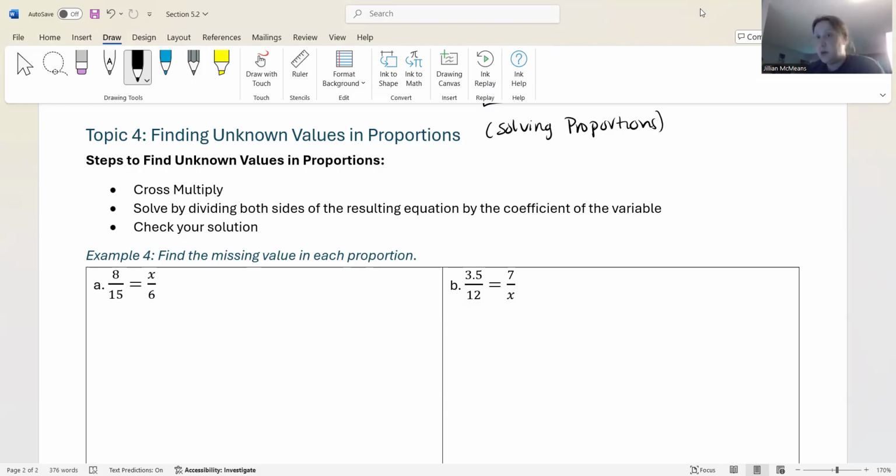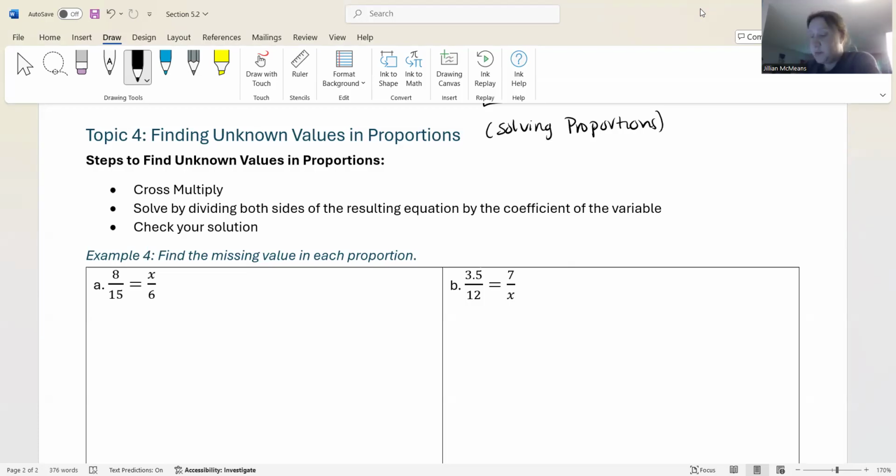But essentially, you're going to take whatever proportion you have. Remember, a proportion is basically a statement that two fractions are equal to each other. And of the 4 different places where you can have a number, one of the numbers is going to be missing. So we have to find a way to determine its value. So what we do is we cross multiply. That's going to create a one-step equation for us to solve. We solve that, and then we can always check our solution to see if our work is correct.